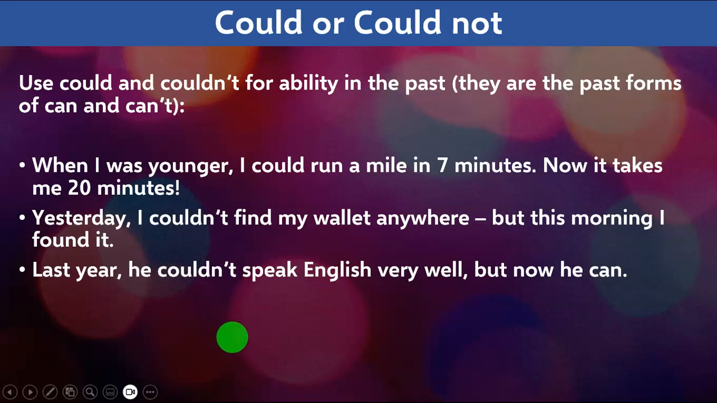So you see how could or could not is used for the past form of can and can't, and they are for ability in the past, right?